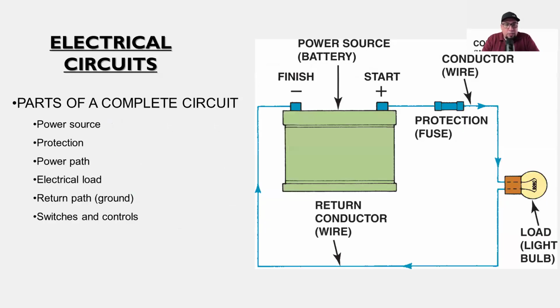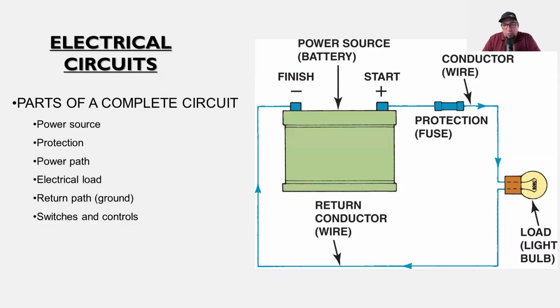The things that we need for an electrical circuit to work are as follows: power source, protection, power path, electrical load, return path, which is the ground, and circuit controls, so switches and controls. Now, this picture here to the right has everything except one thing in this list.